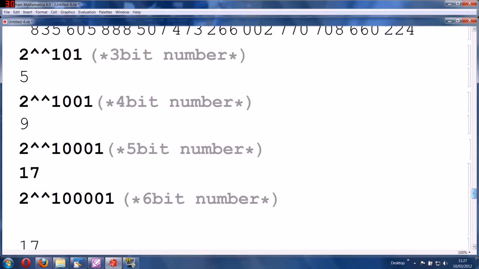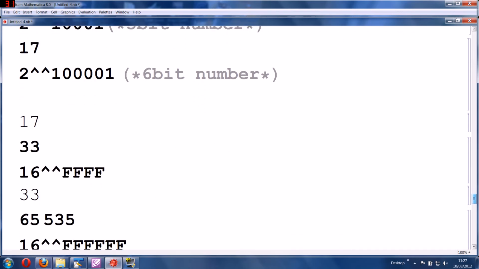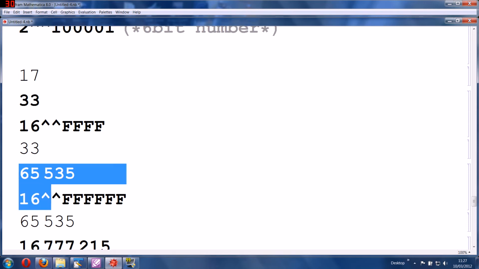So there's up to 6-bit now in base 2, and you can obviously use any base. Here you can see a 4-bit hexadecimal number. That's how many values you've got, 0 to 65535, I suppose.